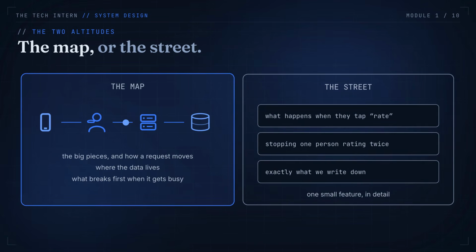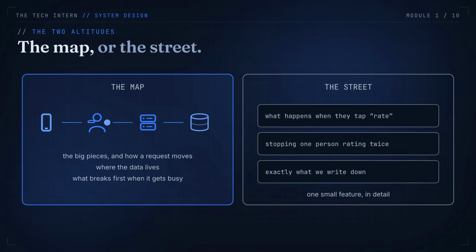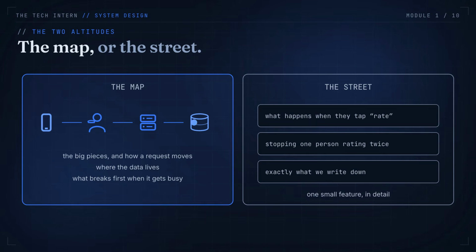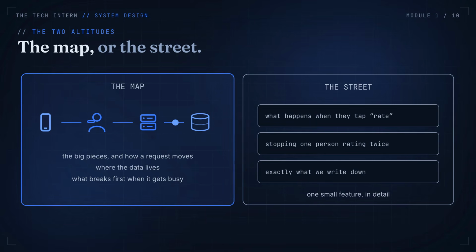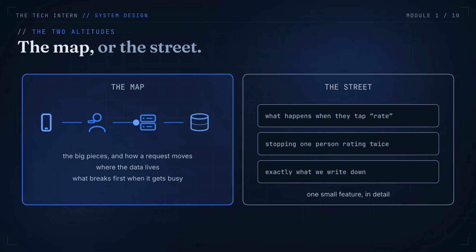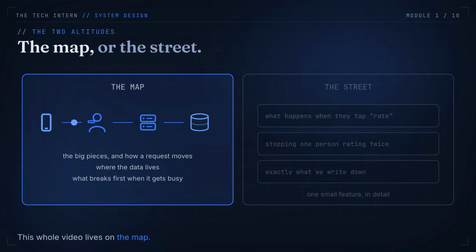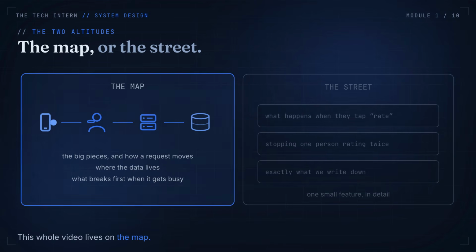Low-level design zooms all the way into one feature. Say, the rate this order button. Which function handles the tap? How do we stop the same person rating twice? What exactly do we write to the database? Same system. 2 completely different altitudes. This whole video lives on the left. We're going to talk about components, how they connect, and what each choice costs, not the code inside any one box.